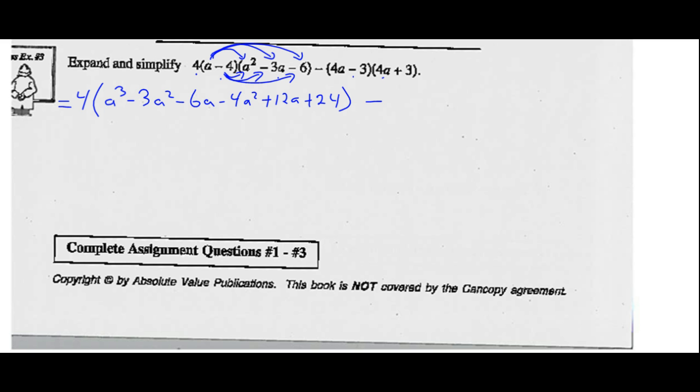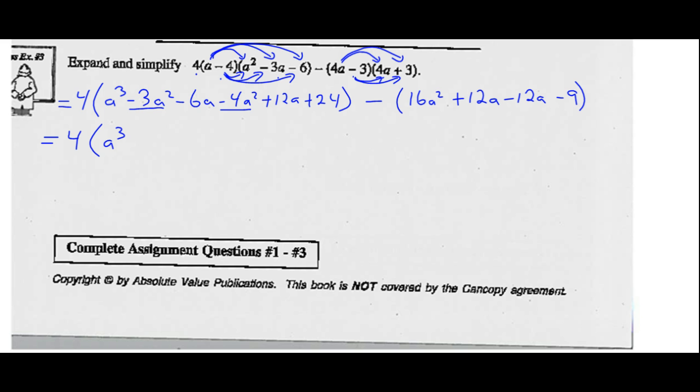We're going to subtract from that and keep our brackets. 4a times 4a is 16a squared, and 4a times a positive 3 is a plus 12a, and a negative 3 times 4a is a minus 12a, and a negative 3 times a positive 3 is a minus 9. So that might be my very first step. My next step would be to combine like terms inside the brackets. So I've only got one set of a cubes.